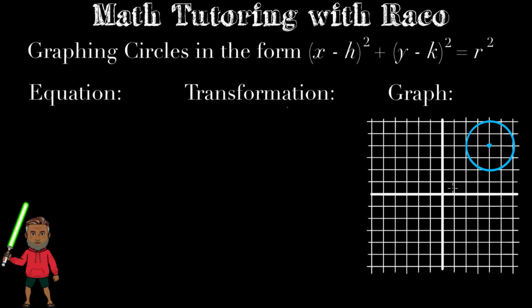So I'm going to count for the center. So it's 1, 2, 3, 4, and then 1, 2, 3, 4. We're in luck. We have a center located at 4, 4. All right, so this means that our h is 4 and our k is 4.